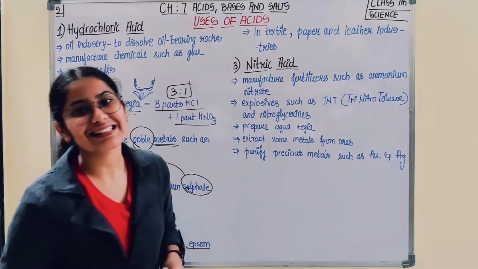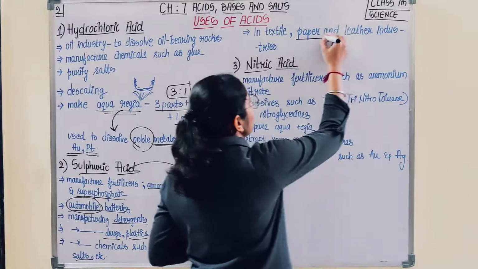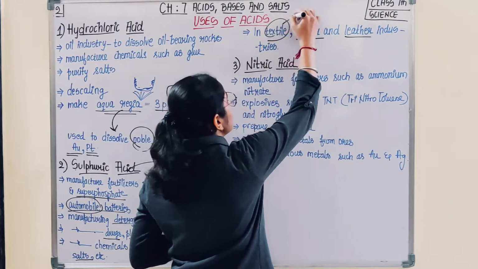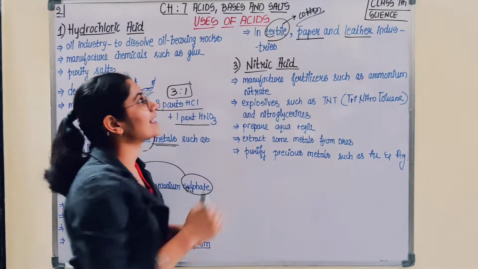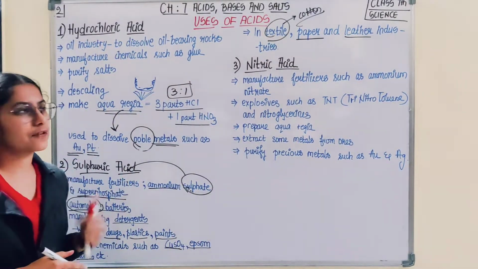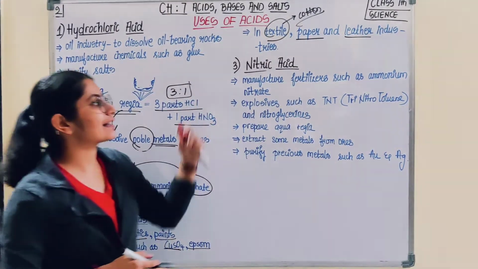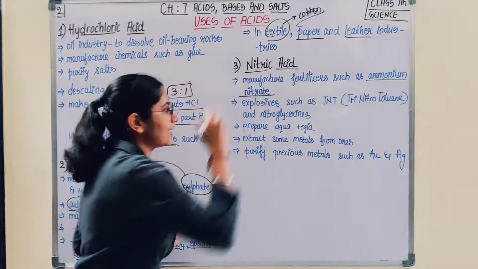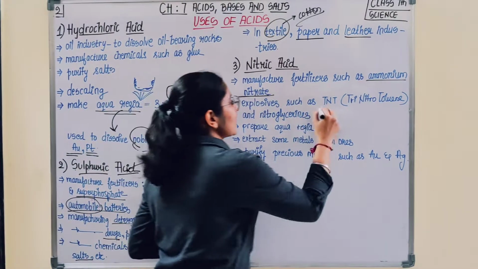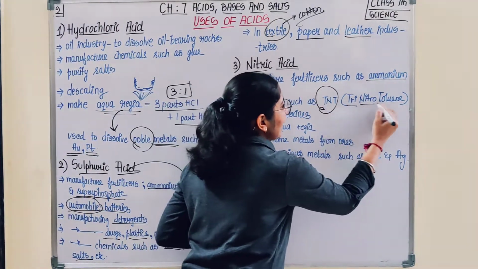Apart from this, in industries like the paper industry and the textile industry, that means the cotton or cloth industry, these industries also use sulfuric acid. Now next is nitric acid. It is used in manufacture of fertilizers such as ammonium nitrate. It is used in explosives such as TNT, trinitrotoluene.